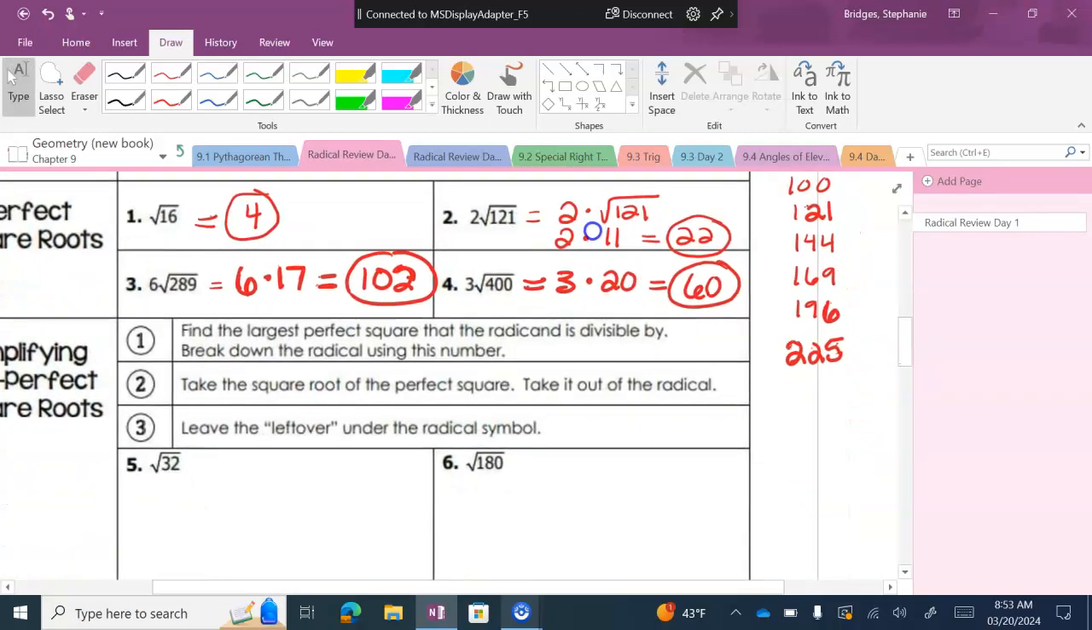And then what we're going to do is we're going to take the square root of the perfect square. I'm just reading the words. I'll show you what it is in just a second. That comes out of the radical sign. So that comes in front of the radical sign. And then the leftover stuff stays under the radical sign.